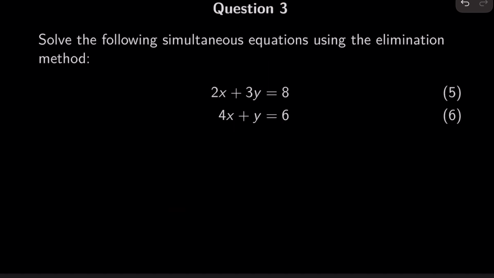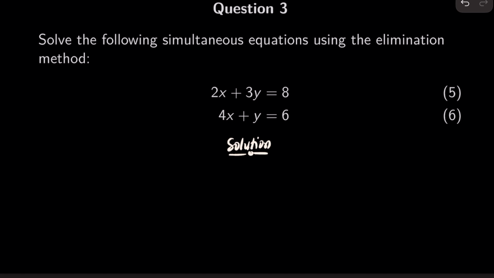With our third example, we are to solve the simultaneous equations using the elimination method. So here we have the first equation to be 2x plus 3y is equal to 8 and 4x plus y is equal to 6. So here, let's eliminate x, right? So to eliminate x, then the coefficients must be the same but of opposite signs, right?